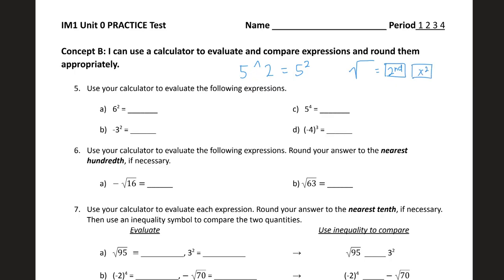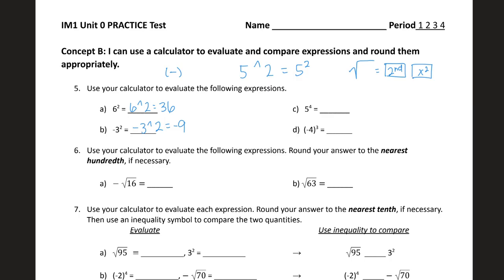All right, so starting with number 5, we're doing 6 to the 2nd power. When you type that in your calculator, 6 caret 2, that's going to give you 36. All right, if we look at B, when we type that in our calculator, you're going to hit the negative symbol, and remember the negative button has a parentheses around it, then 3 caret 2, that's going to give you -9.